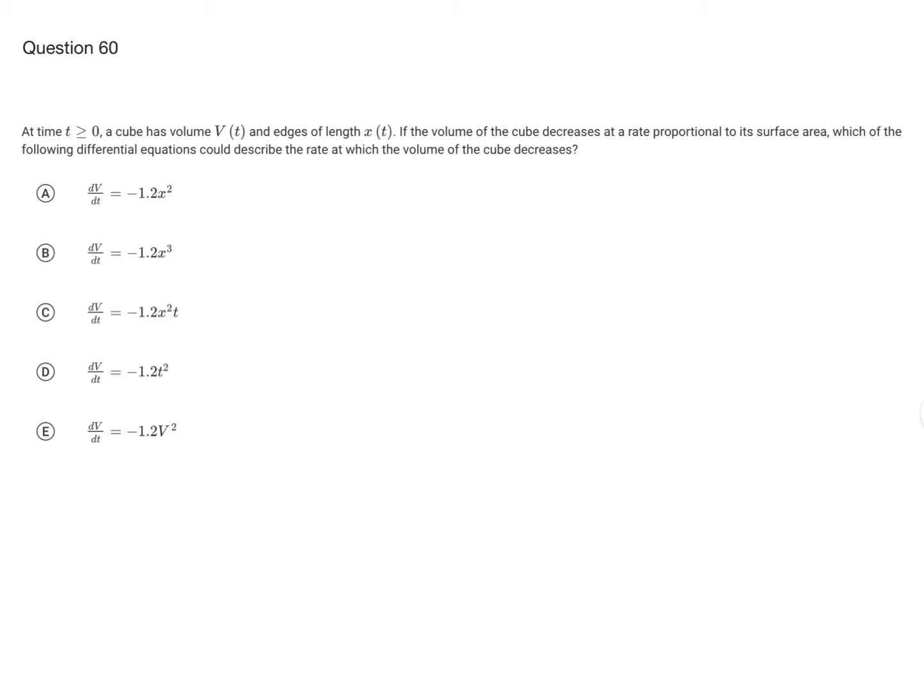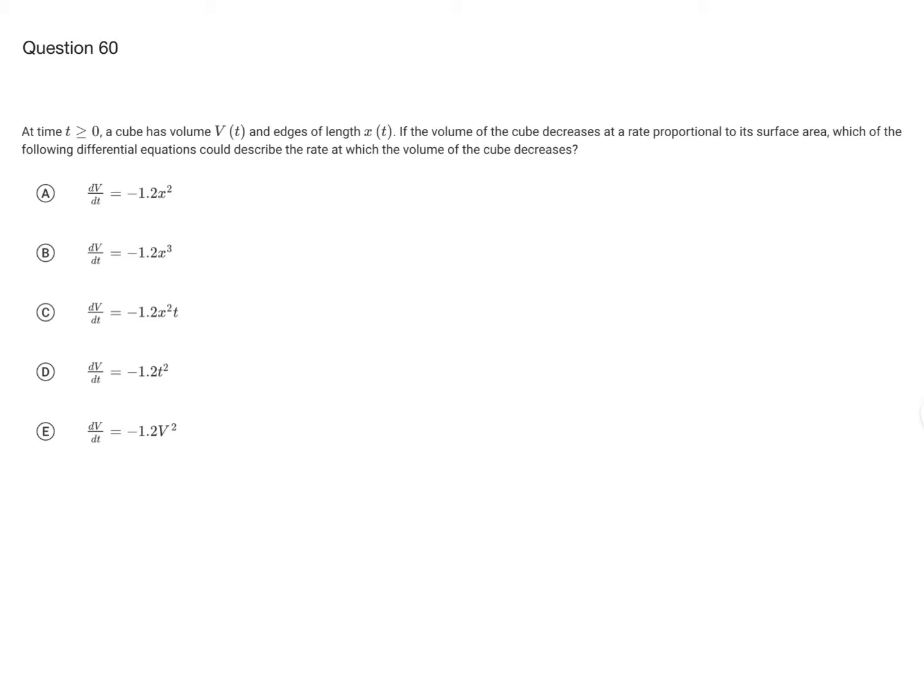All right, this is question 60 from the AP Classroom review, and I will admit this one threw me for a loop at first. It's really in the wording of this problem. At time t is greater than or equal to 0, a cube has a volume V of t and an edge length x of t. If the volume of the cube decreases at a rate proportional to its surface area, which of the following differential equations could describe the rate at which the volume of the cube decreases?